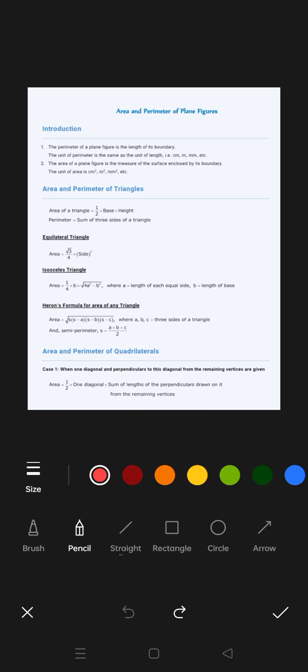This Heron's formula is that formula which you use if you don't know the sides of the triangle. Suppose you have any triangle, equilateral or isosceles, it doesn't matter. If you don't know all three of its sides, you can use this formula known as Heron's formula. Using Heron's formula, you can find the area of any triangle.